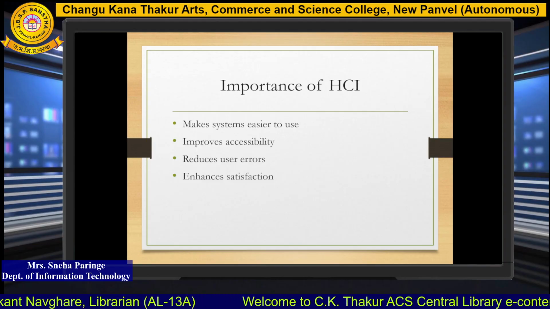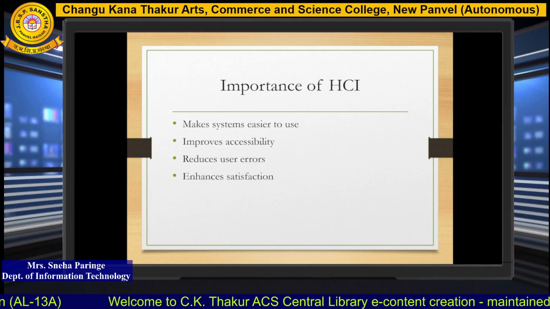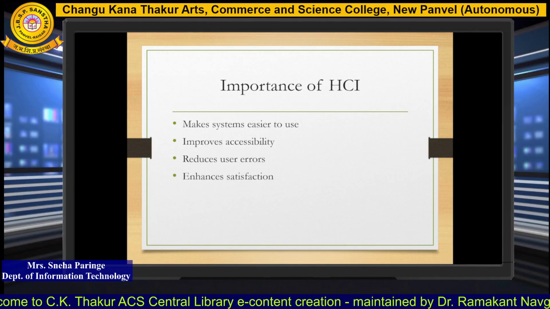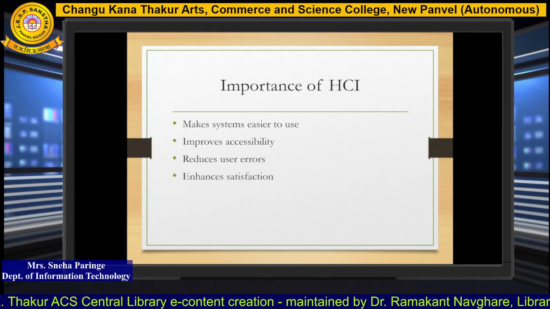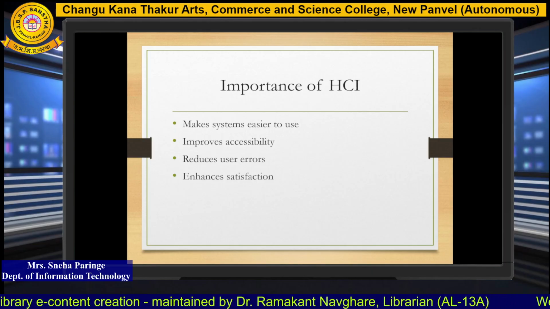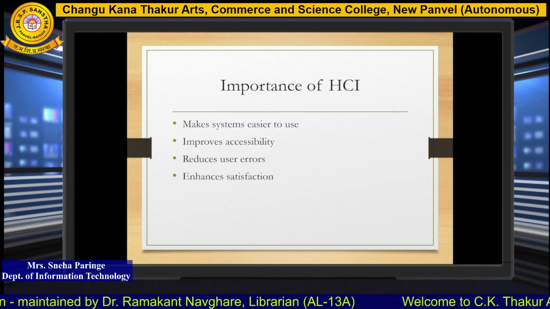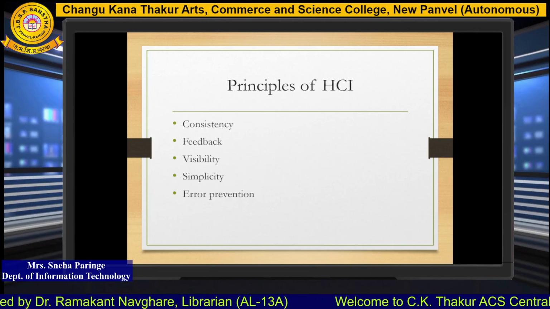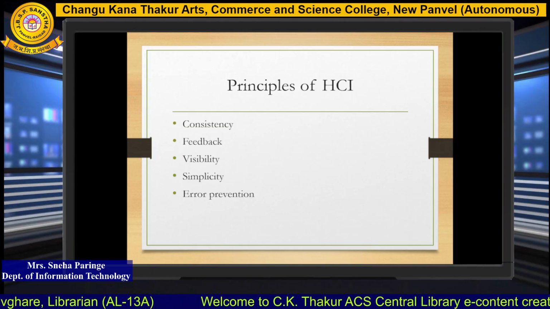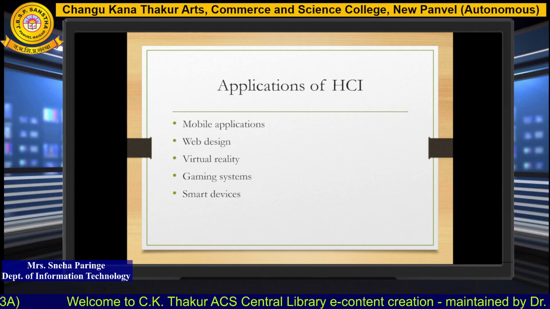Now we will see what is the importance of HCI. It makes the system easier to use, improves accessibility, reduces the user errors, and enhances satisfaction. As per HCI, these systems like the computer system are made according to the human for their accessibility. That's why it is very important that the system can be handled very easily by the human by using this technology called HCI. The principles of HCI: consistency, feedback, visibility, simplicity, and error prevention. So these are the various kinds of principles of HCI.